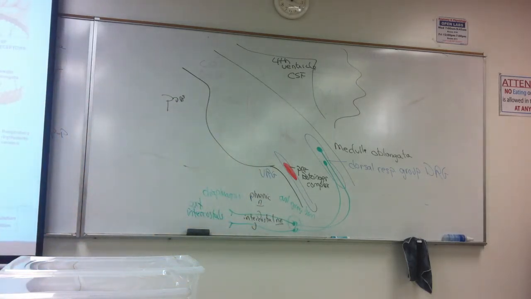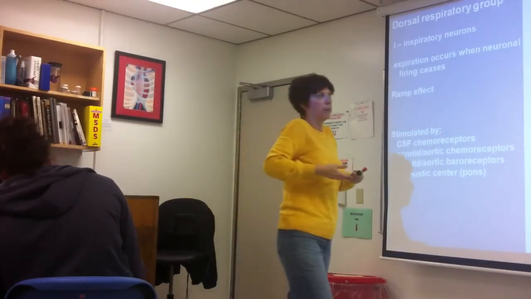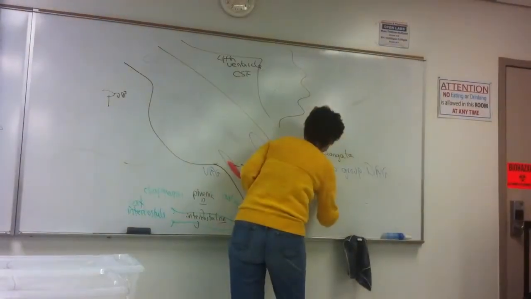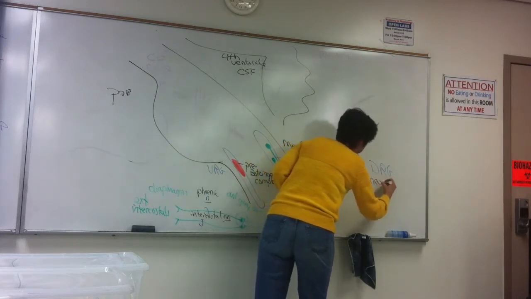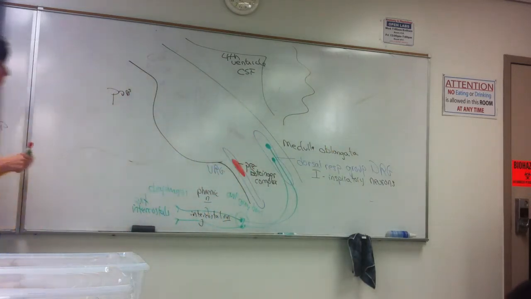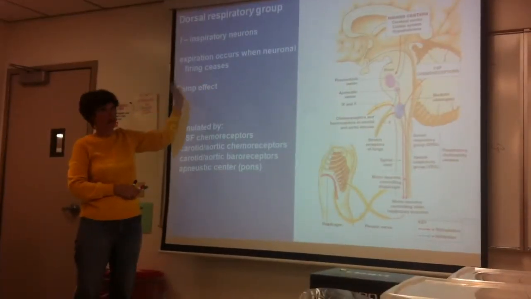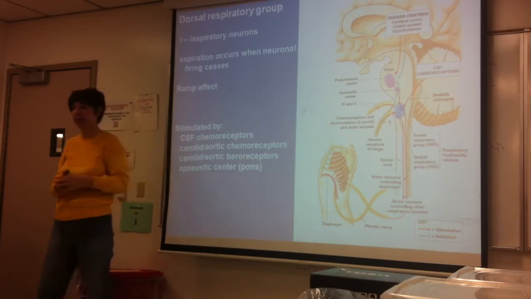So when those fire, they fire for 2 seconds with an increasing number of nerve fibers innervating an increased number of muscle cells, and I breathe in. All right? So the dorsal respiratory group is formed of inspiratory neurons. I stands for inspiratory, not for inhibitory. Okay? So inspiratory neurons fire in a ramp effect, and then you breathe out as soon as they stop firing. So we're not activating expiration muscles here. Expiration occurs because these fibers no longer fire.